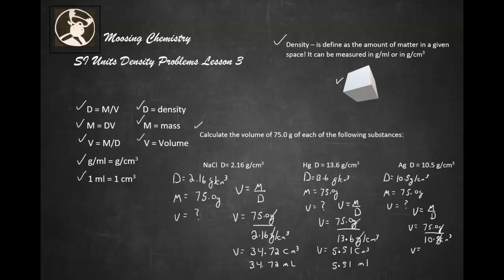Our V is going to be 7.14 cubic centimeters. Pretty snarly, huh? And we could also write this as 7.14 milliliters.